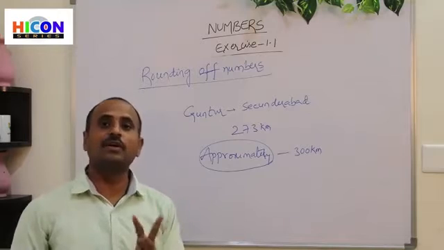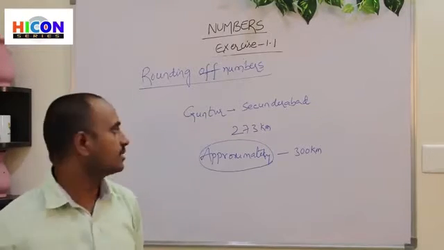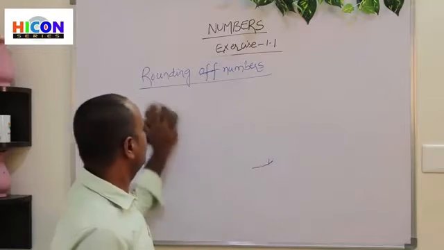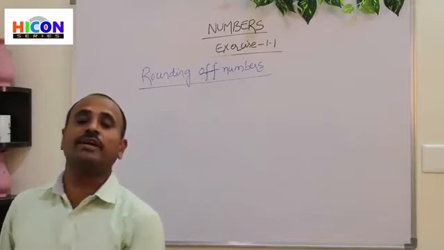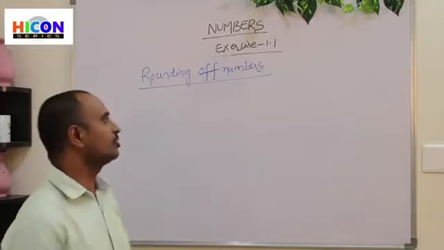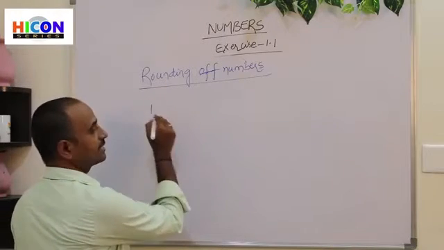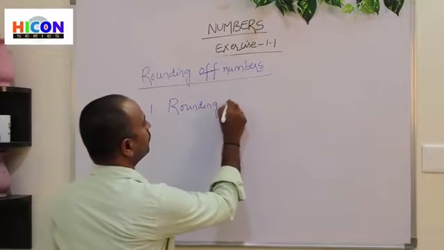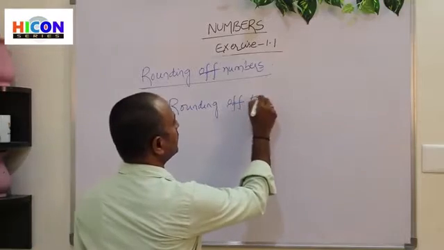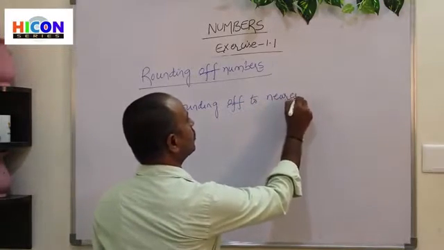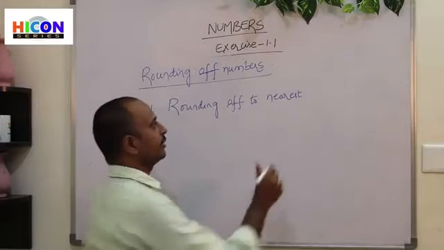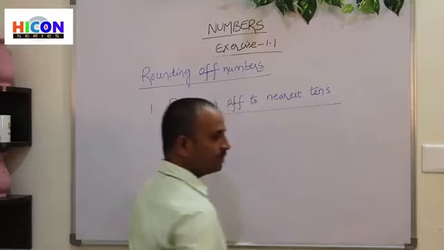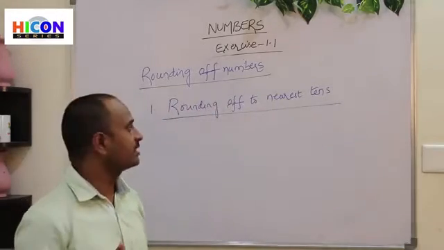There are three types of rounding off in this class. The first one is rounding off to the nearest tens, then rounding off to the nearest hundreds, and rounding off to the nearest thousands. First we will discuss rounding off to the nearest tens. So how to round the given number to the nearest tens?